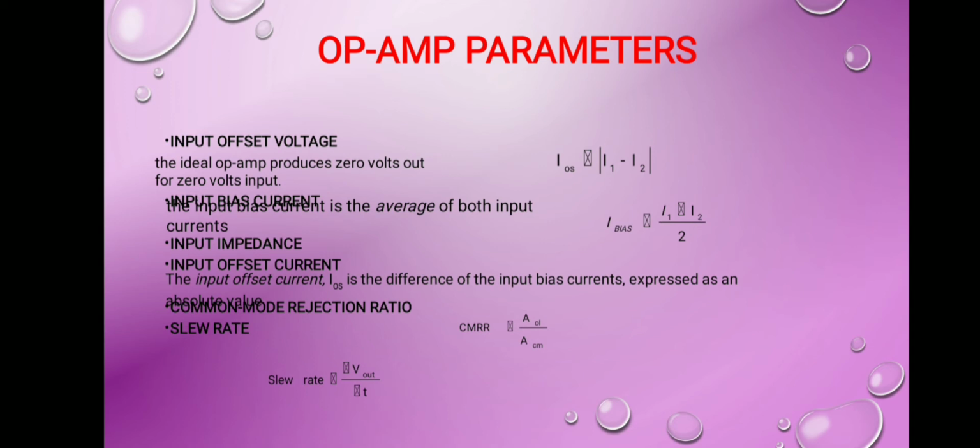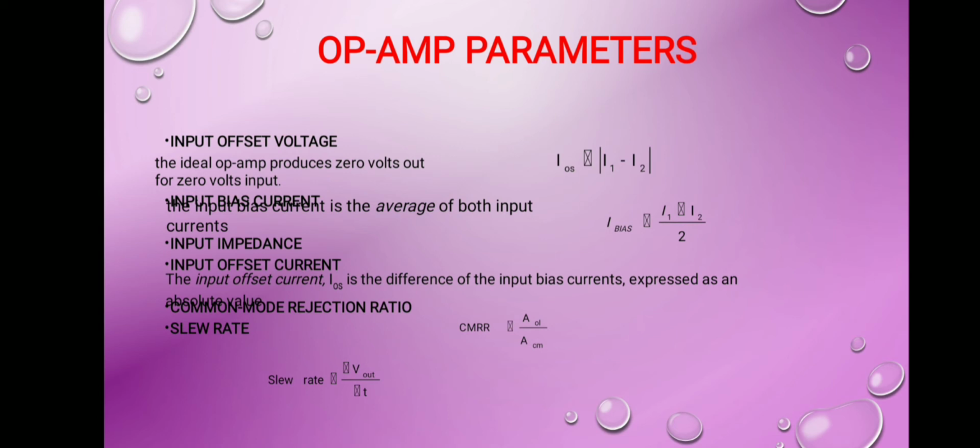Input offset voltage. The ideal operational amplifier produces 0 volts output for 0 volt input. If there is no input voltage, then output voltage is also 0. It's called the input offset voltage.